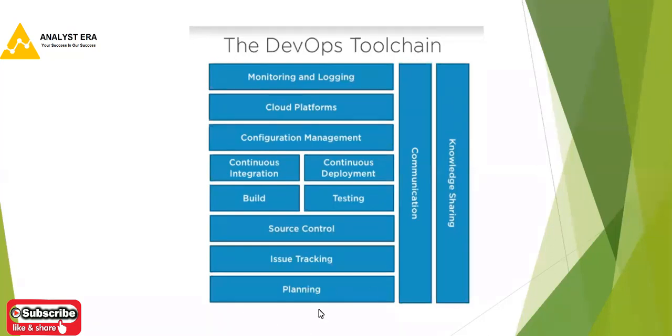No issues about it. So you have multiple building blocks which are in place, and each building block has its own tools which we can work with. So we will explore what are the tools at each of these building blocks and what it means by planning. Where do you start your planning of your product? How do you track your issues? And what is the source control? What are the different kinds of source control that DevOps can work with?